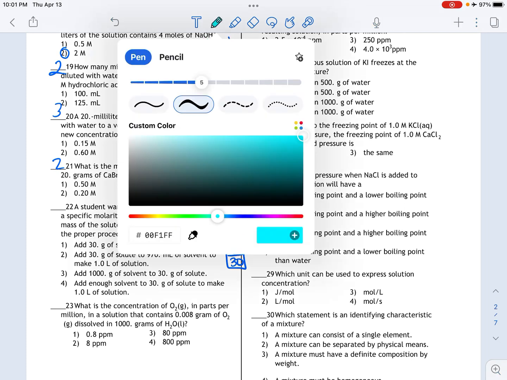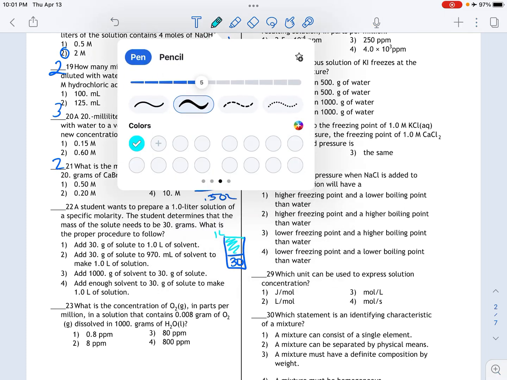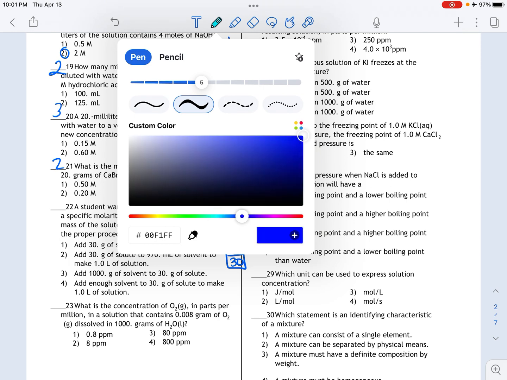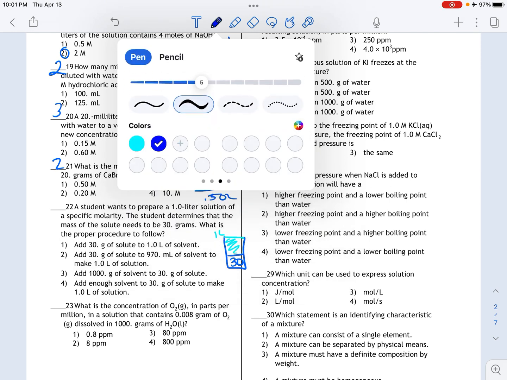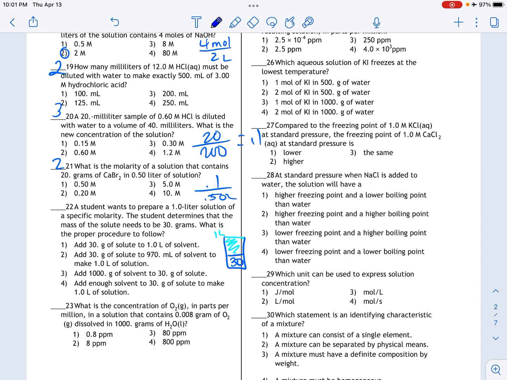So now let's see which of those answers is what we want. Now I lost all the other colors. Okay, just do it. It says add 30 grams of solute to a liter. No, solute goes in first. Add 1,000 grams of solute to 30 grams of solvent? No. Add enough solvent to make a liter. That's right. That's what we did.